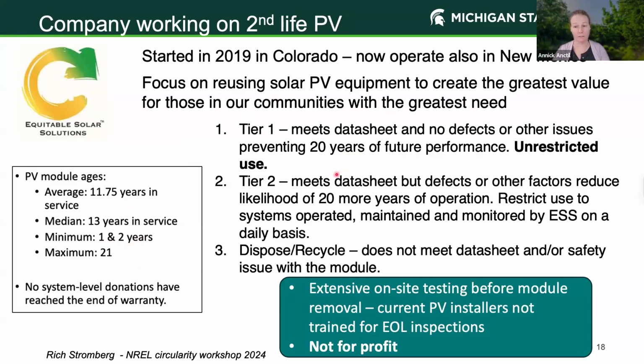If they find some defect or efficiency lower than expected, then they put it in a second-use, tier 2 application, which is not on a roof, but there are a lot of places where you could use solar indirectly, like a solar irrigation system that is not directly connected to a house, or for community use.